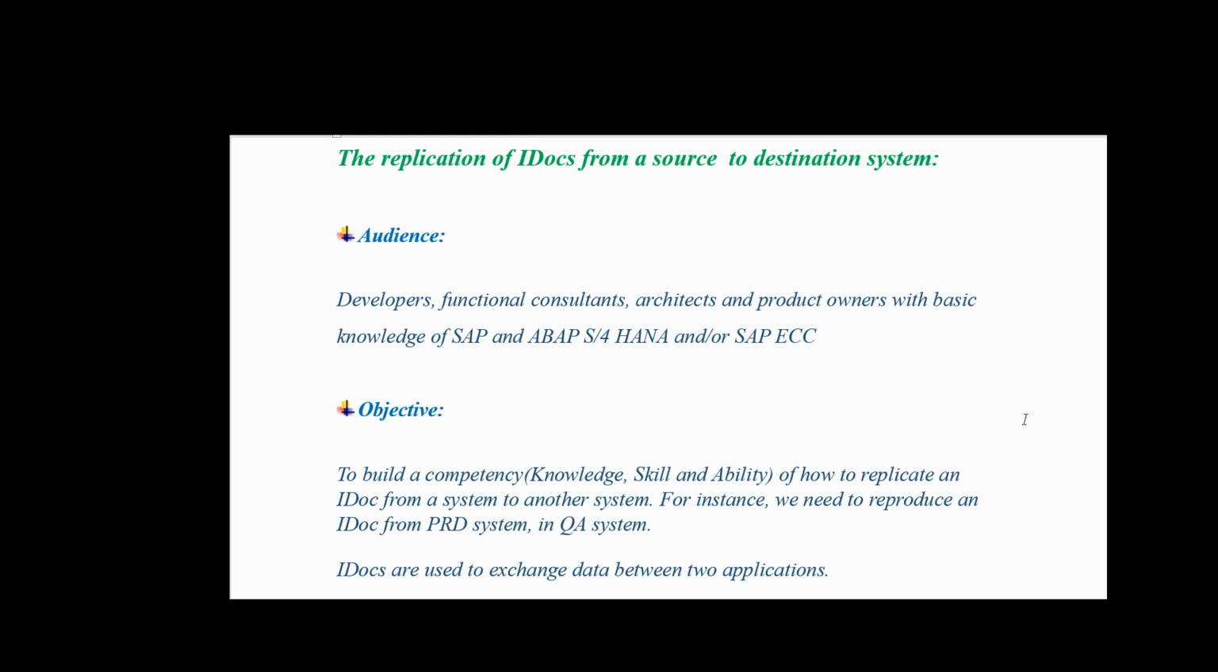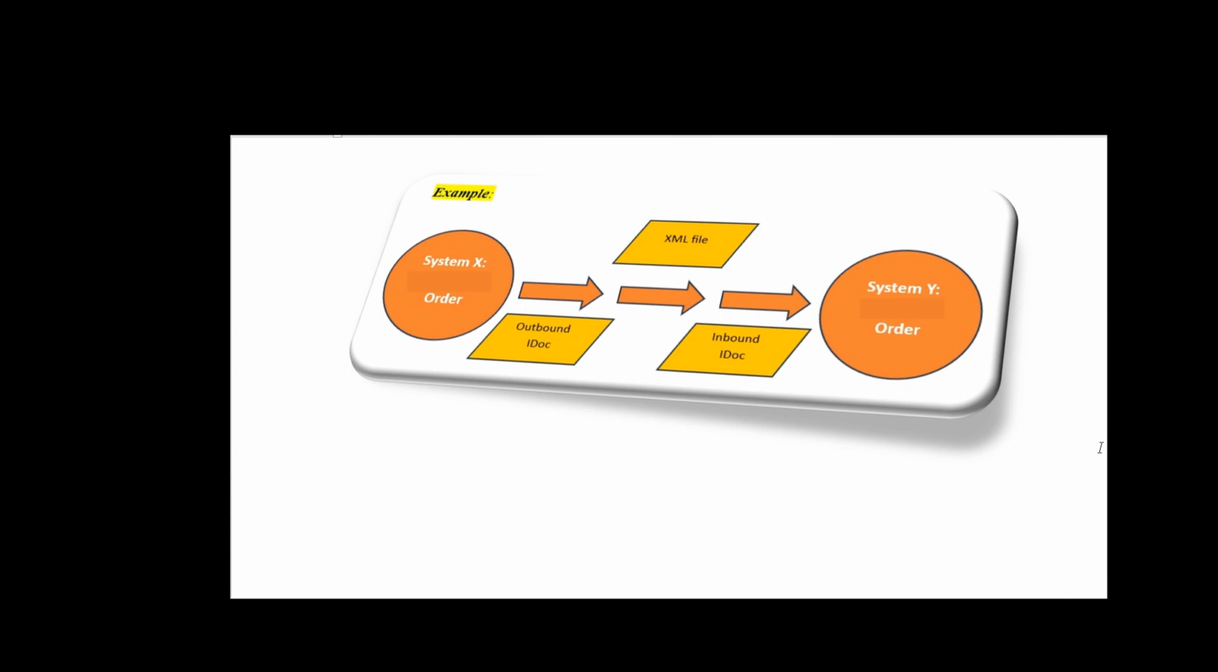And now we are going to see how we can replicate the IDoc, reproduce the same case in production, but in quality. This is an illustration of what we have just discussed. As you see here, system X has an order. This can be a purchase order, outbound delivery, sales order, and so on. This order generates an outbound IDoc.